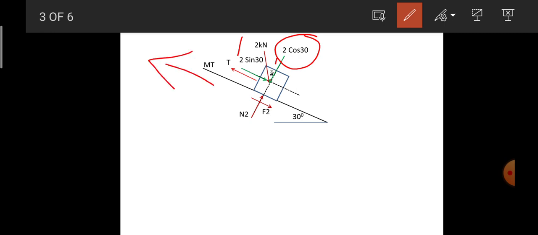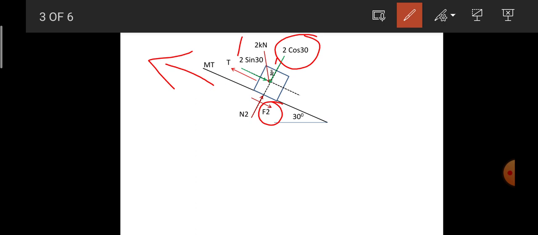As soon as the motion trend is in the upward direction, obviously the frictional force will be opposite to the direction of the motion trend. So this is the direction of the frictional force. I call that F2, and N2 is the normal reaction which lies exactly on the Y axis of the block.